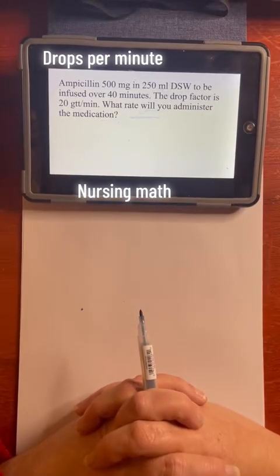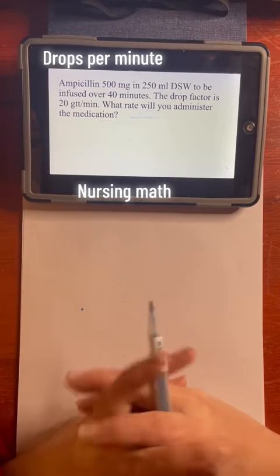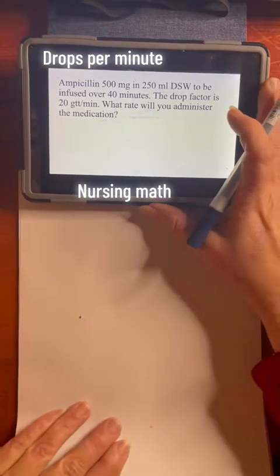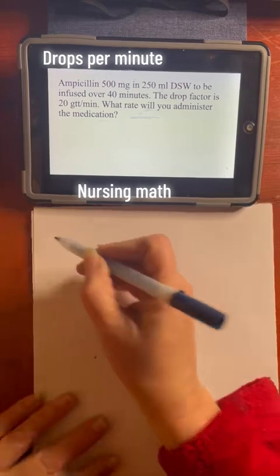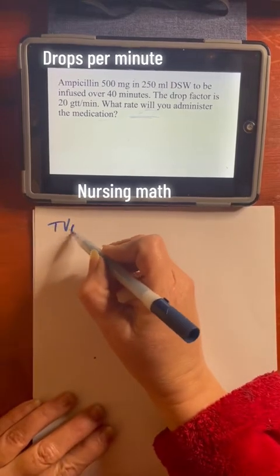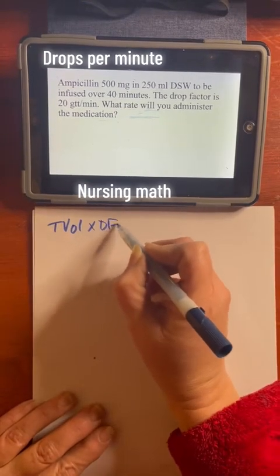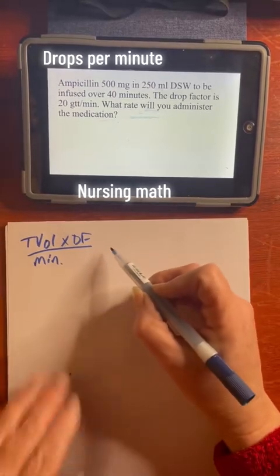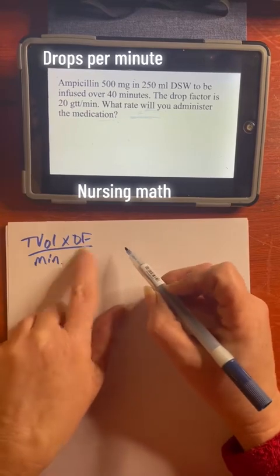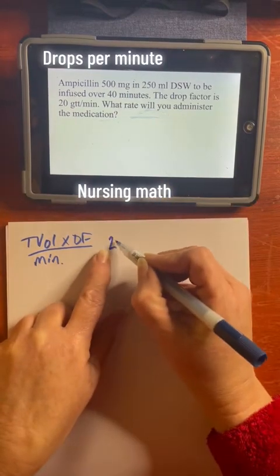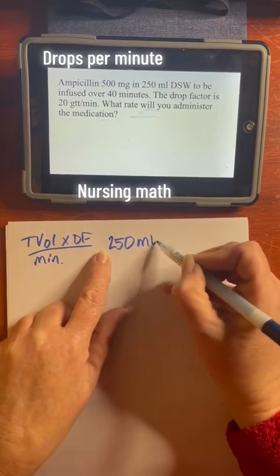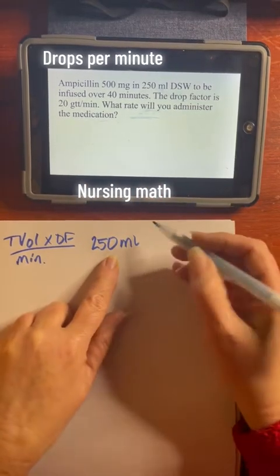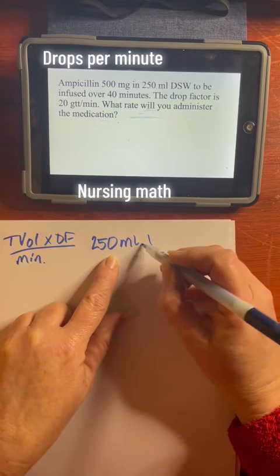Ampicillin, 500 milligrams and 250 milliliters of D5W to infuse over 40 minutes. The drop factor is 20. What rate are you going to put it? So you remember that the formula for the drop factor is total volume times the drop factor divided by the time in minutes. So here we go, gathering our information. What's the total volume? 250 milliliters.